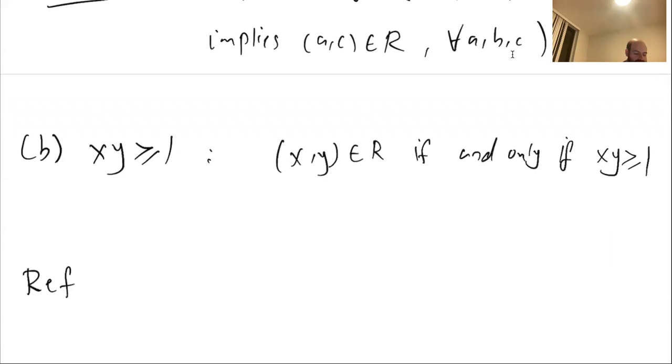So for reflexive, it means (A, A) must be in R for every A. Is that true? (A, A) will be in R, according to the definition of this relation, if A times A is bigger than or equal to 1. A times A means A squared. So can I say that A squared is bigger than or equal to 1 for every A coming from the domain, which is the set of integers?